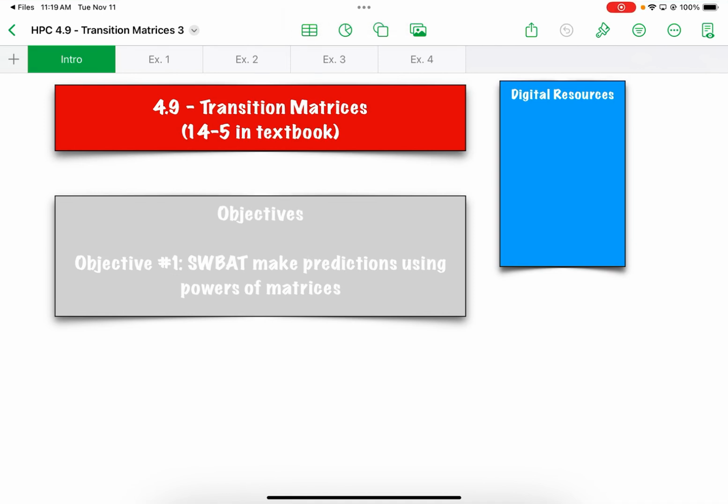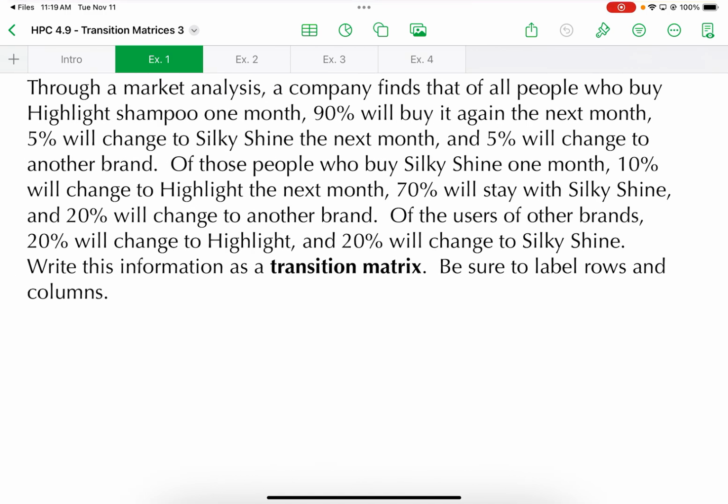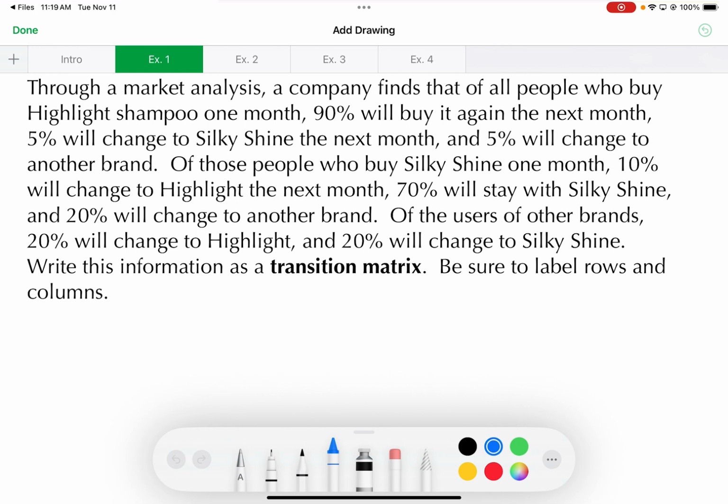All right, so last section of the unit, yet another application for our matrices. These are called transition matrices, where we can use them to make some predictions within a business market scenario, okay? So example 1, got a little word problem here.